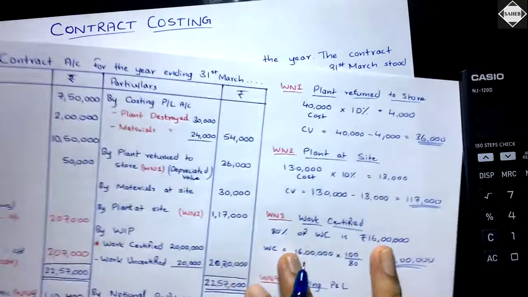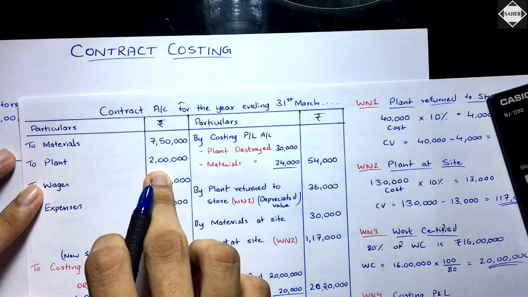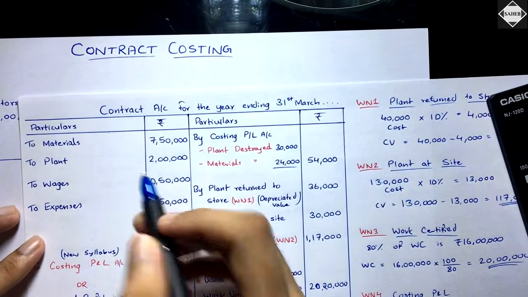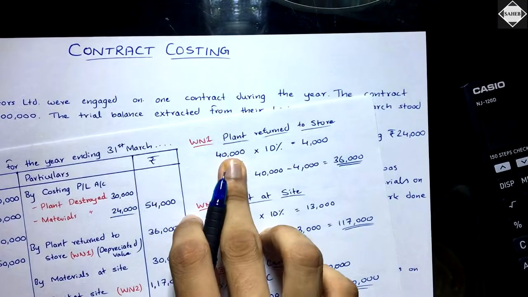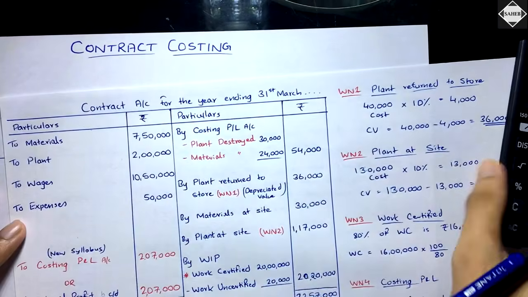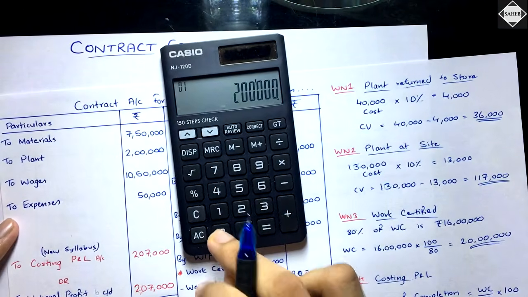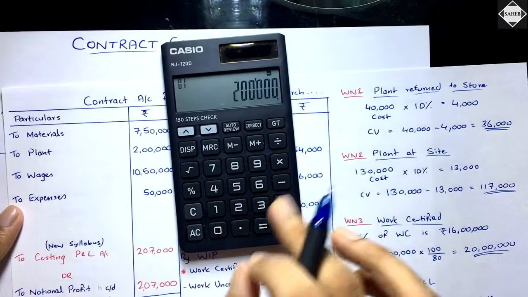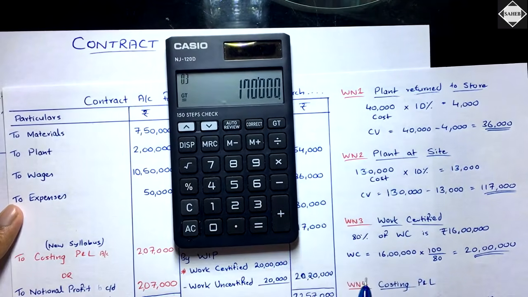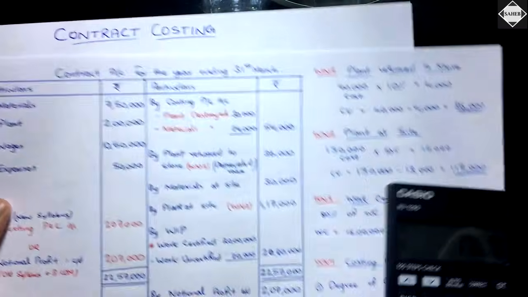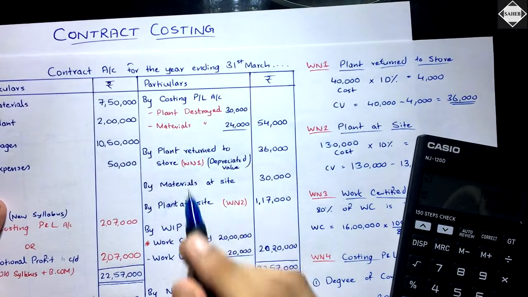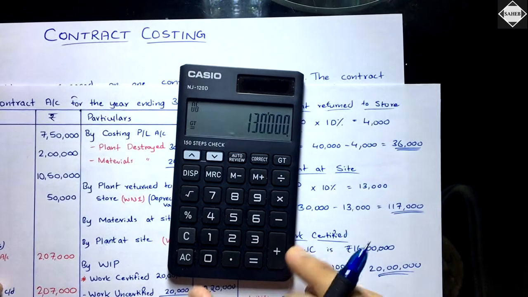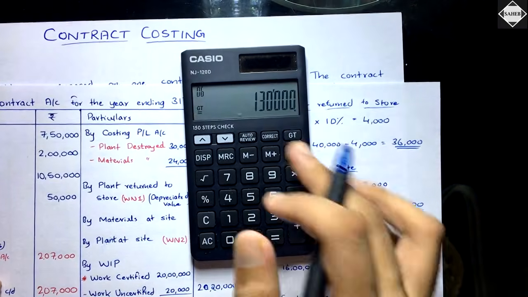Then what do we have? See here, the plant which we put into the contract was of 2 lakh, isn't it? And then abnormal loss happened also, right? Here 30,000 abnormal loss of the plant happened, so minus 30,000. Then 1,70,000 is left in the contract. But then plant was returned to the store. 40,000 cost of plant was returned to the store, so minus 40,000. So 1,30,000 is the cost of the plant.